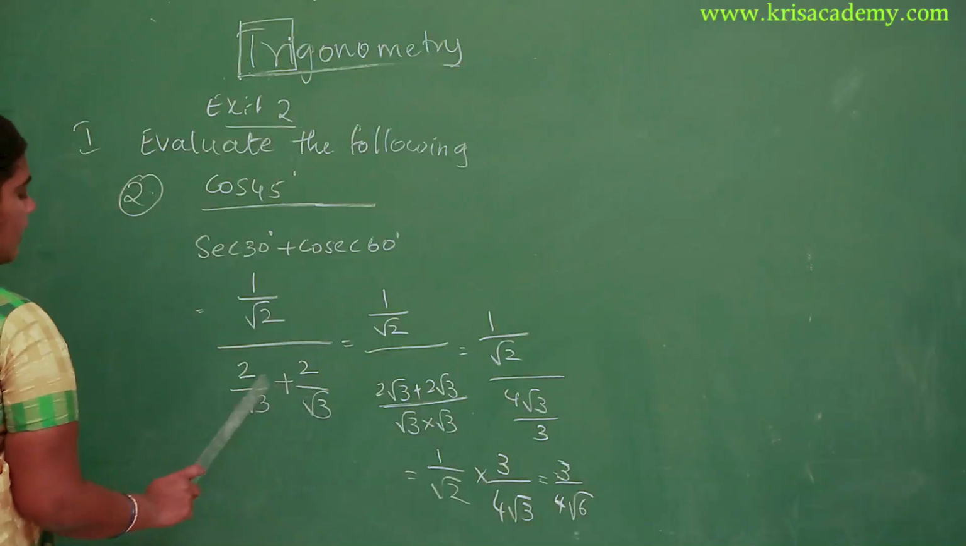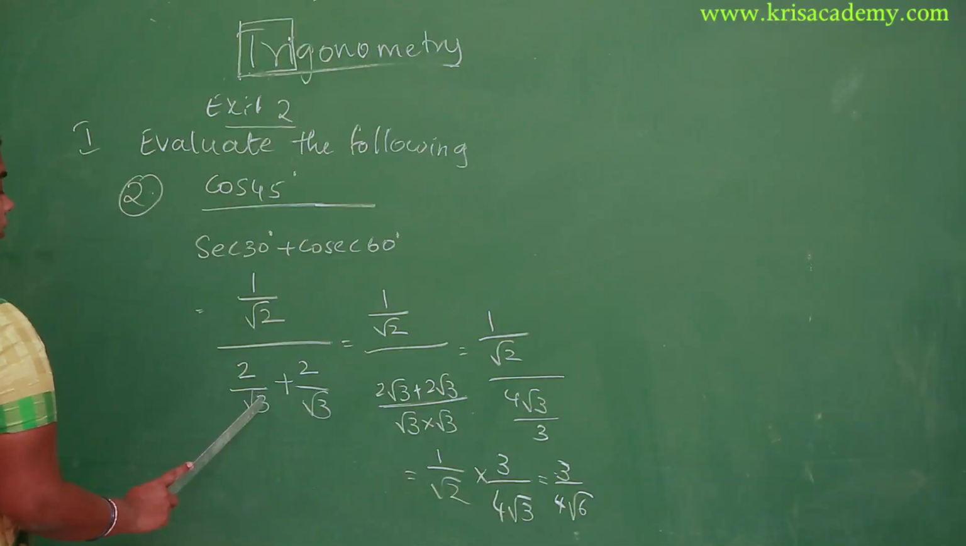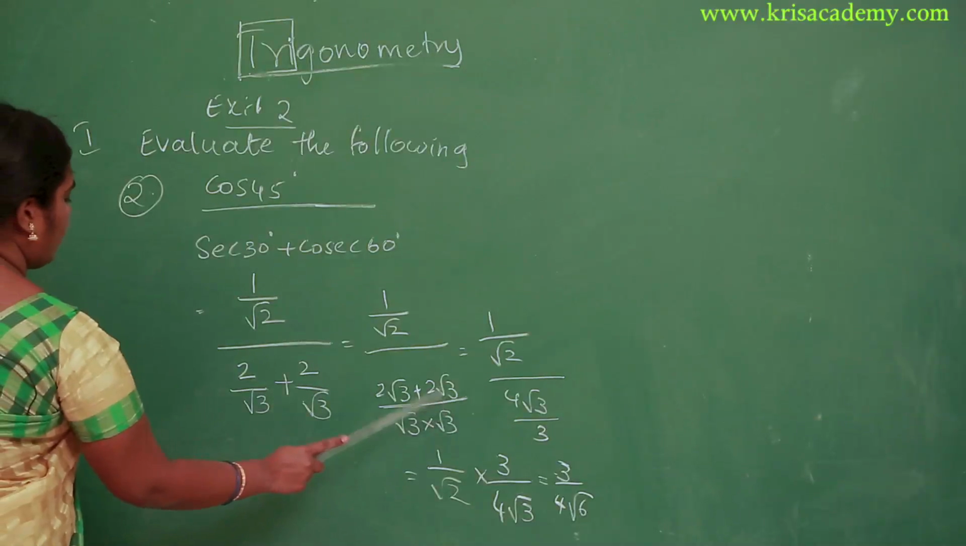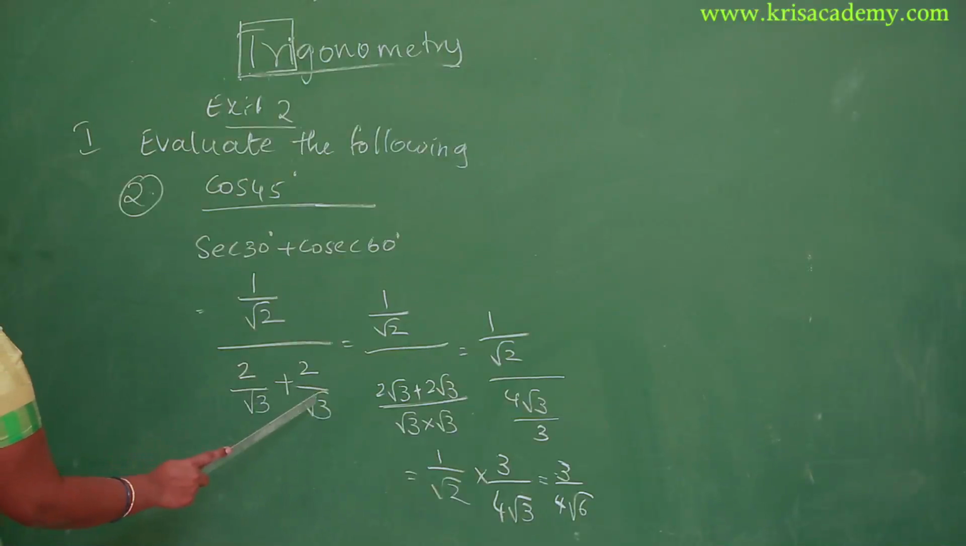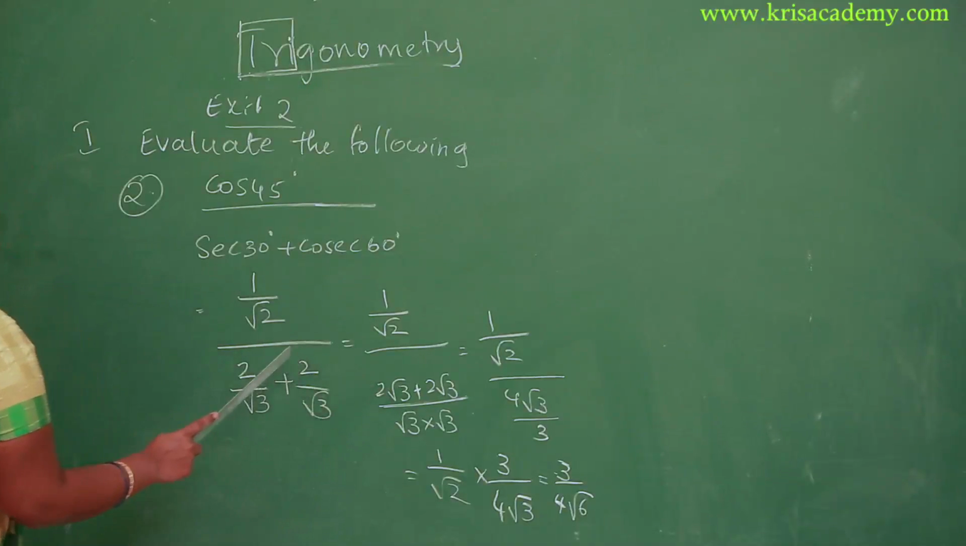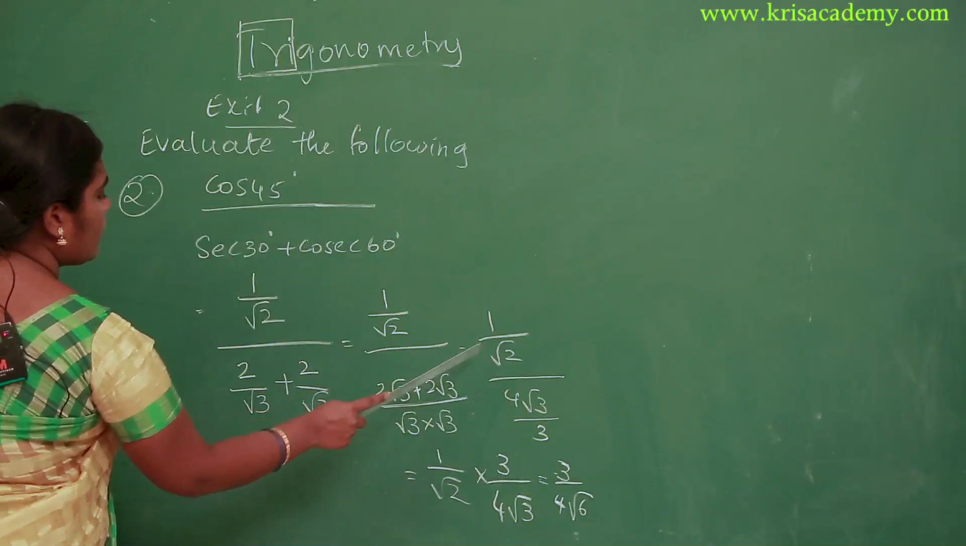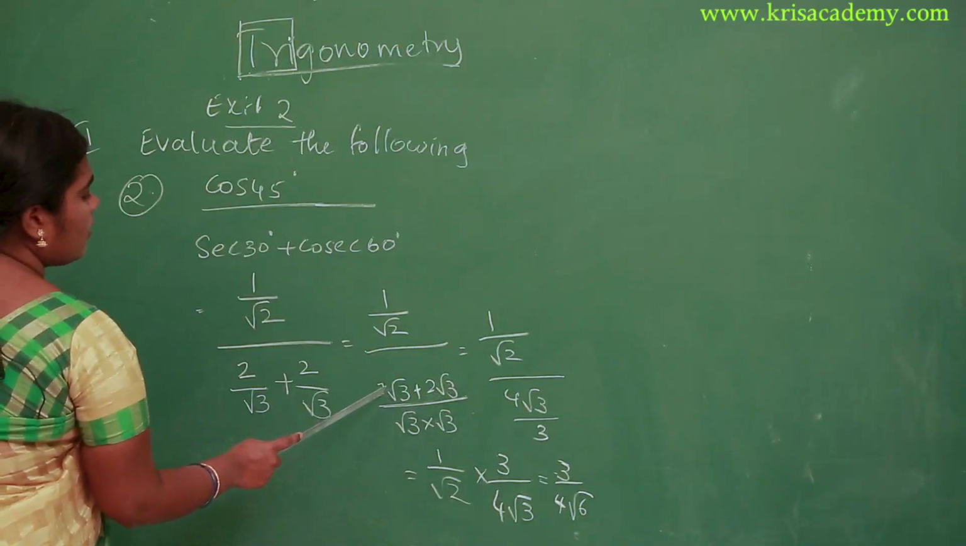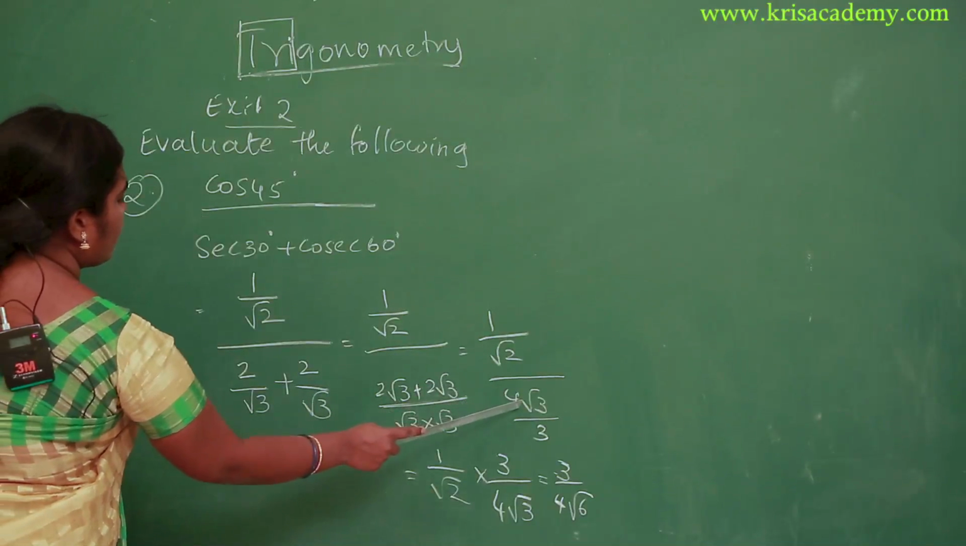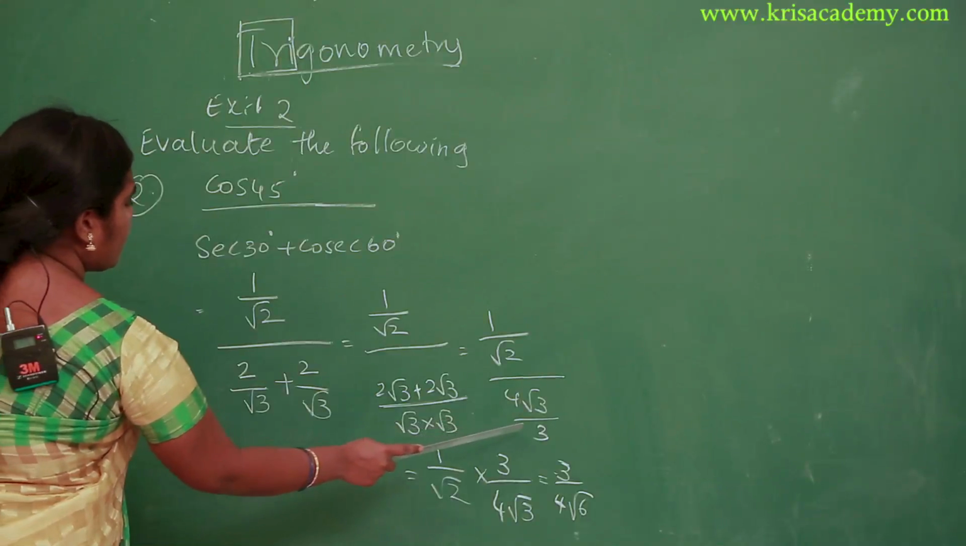So numerator as it is, 1 by root 2 we will write. Denominator we have to take as addition of two fractions. Denominator is root 3 into root 3. Now again 2 into root 3 is 2 root 3. 2 into root 3 is also 2 root 3. So numerator 1 by root 2 we will write. Denominator: 2 root 3 plus 2 root 3 is 4 root 3. Root 3 into root 3 is 3.